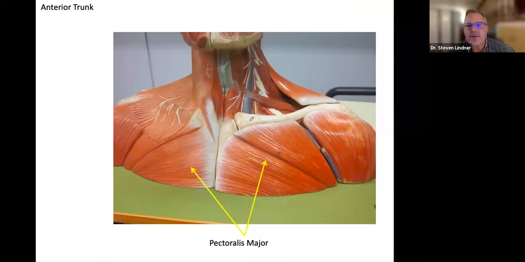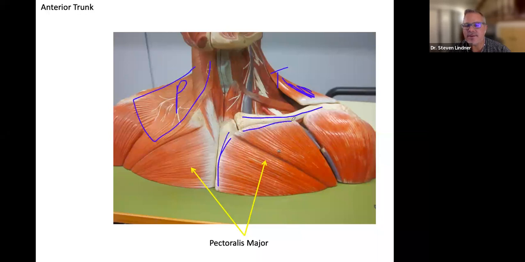Okay, so now here's the head and the neck, and superficially, here's the clavicle. Here's the upper part of the traps that we can see here. On this side, there's your platysma. We'll put P for platysma. We'll put T for traps. Then here's Pec Major. Here's the sternal division. And then here's the clavicular division.